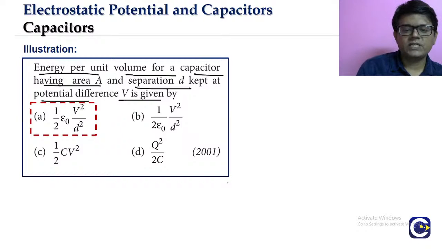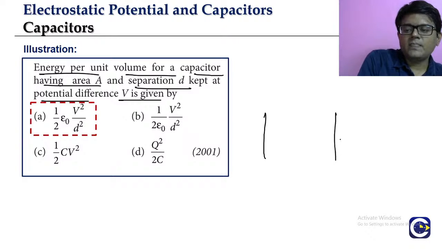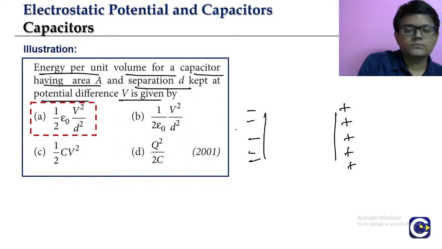What is the answer for this question? Option A. Okay. Now what happens is, we'll just try to convert this into one more form. So already we have this energy density. What is it? Half into epsilon naught into (V by D) the whole square.